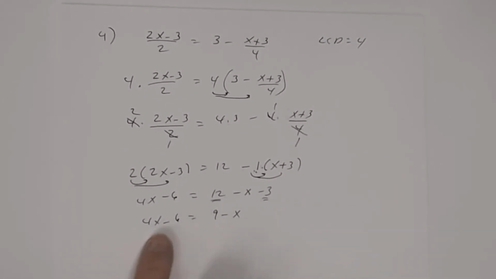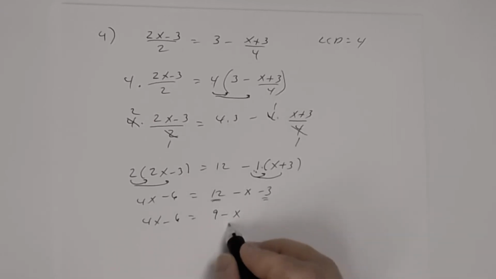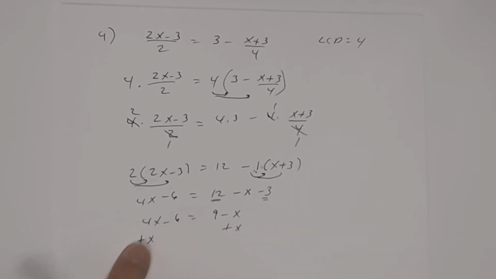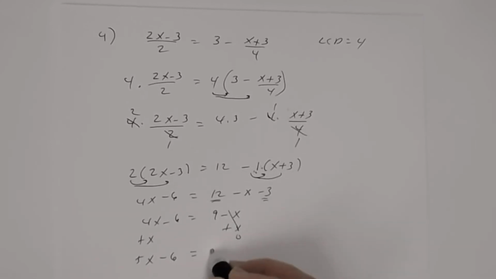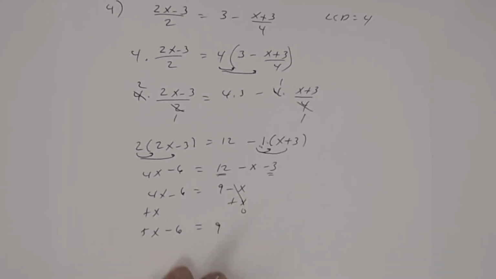So let's add x to both sides. See, I'm subtracting x, so the opposite is to add x. What I do to the right-hand side, I do to the left-hand side. And I'm just aligning my like terms. 4x and x, combining like terms, 4x and x is 5x minus 6 equal, this is 0 now, and I get 9. And then let's add 6 to both sides.